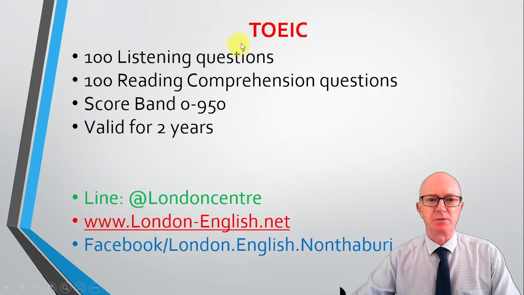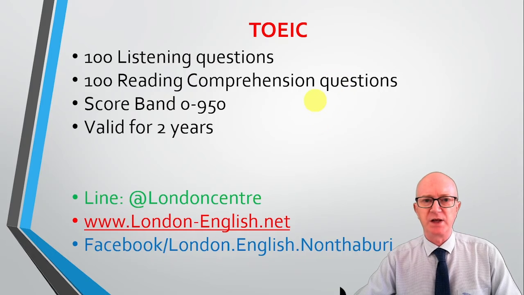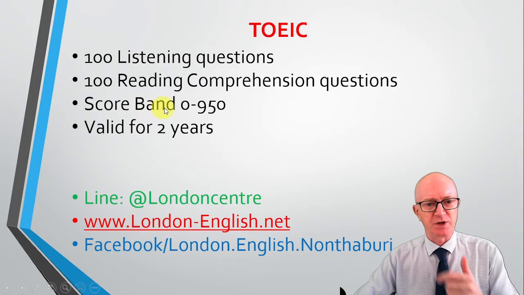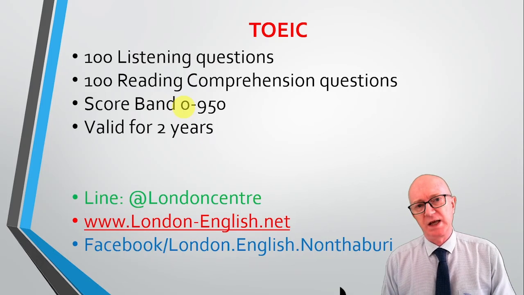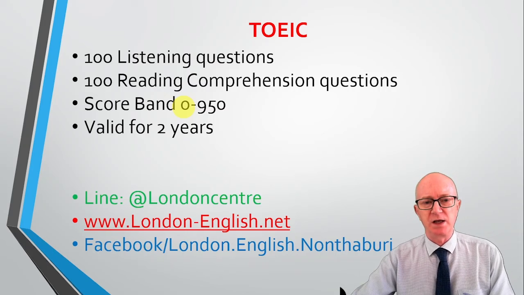So, well, thank you for watching the video. Thank you for listening. Just to summarise, the TOEIC test is for people who may be going for a career change or going to work abroad, and they need to prove their English proficiency. There are 100 listening questions. There are 100 reading comprehension questions. The band score is between 0 and 950. 0 would be probably booking the test but not taking the test. Depending on how many questions you answer correctly, your band score will be at a certain level, with 950 being the maximum. Upon completion of the TOEIC exam, it's valid for 2 years.